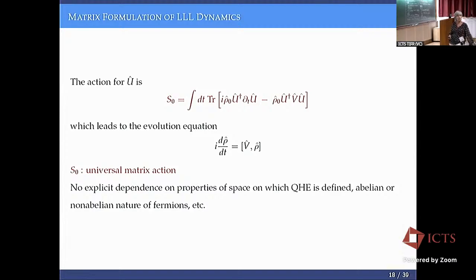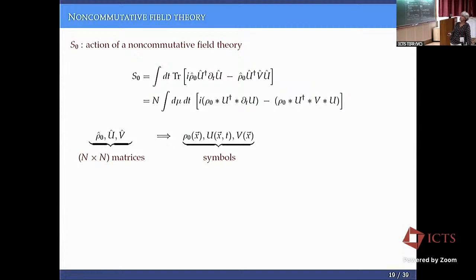And how do we introduce the features of the space, of CPK space? In the following way, the way we do it in non-commutative field theories. Okay, so this matrix action, we can rewrite this way where we do the following. For each matrix, I define the corresponding symbol. So a symbol is essentially a function on CPK in this case. So how do we define symbols?